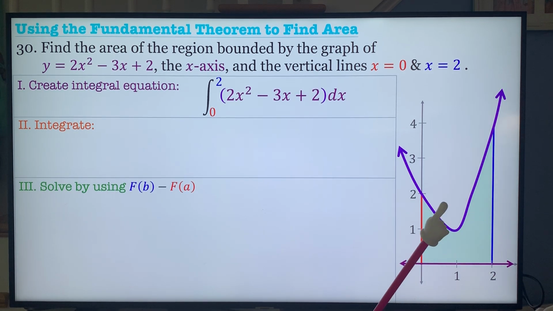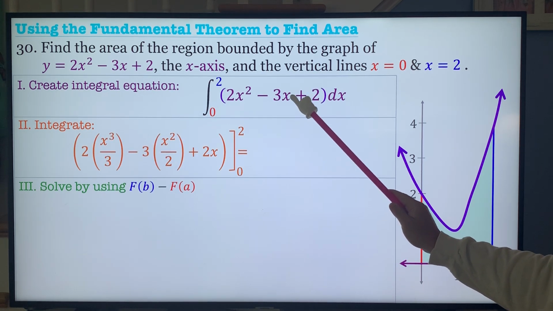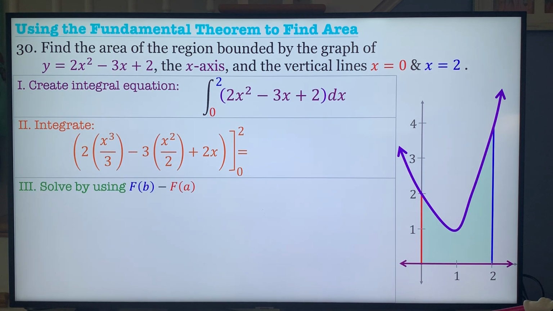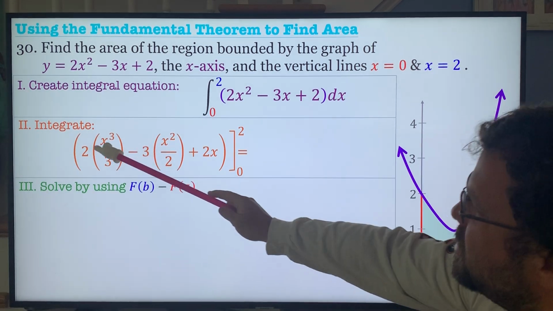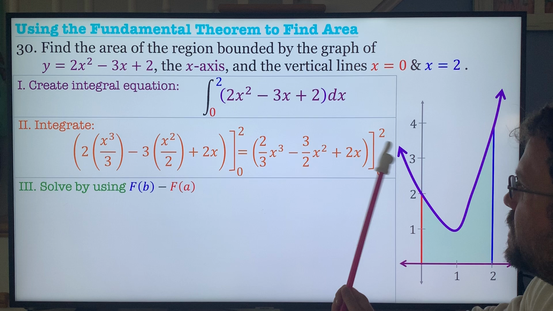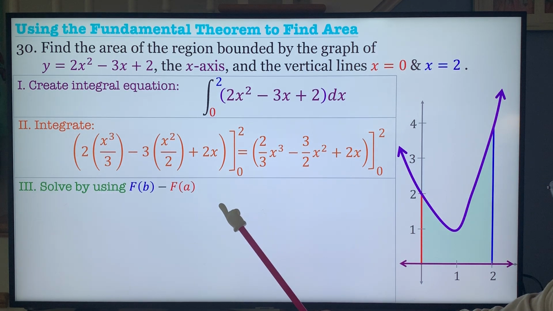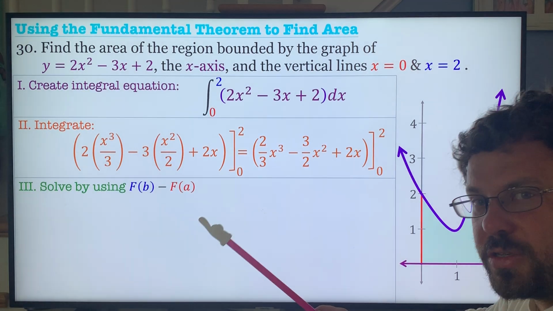You guys can integrate that. Good. 2x cubed over 3 minus 3x squared over 2 plus 2x dx. And now you're going to reduce this. This is 2/3, this is 3/2, right? From 0 to 2. Now you're going to solve it, just as we did in the beginning of the video. See, back in school mode already.